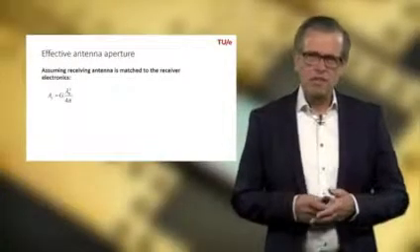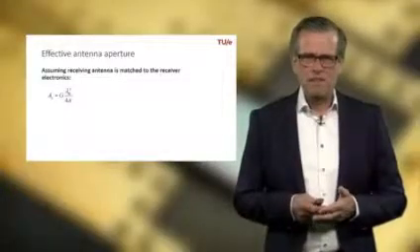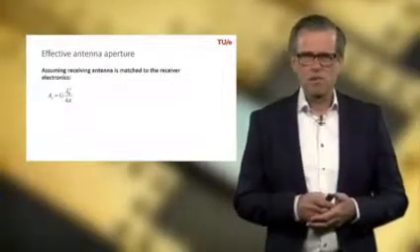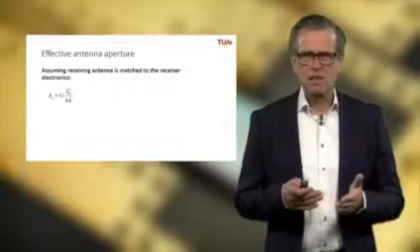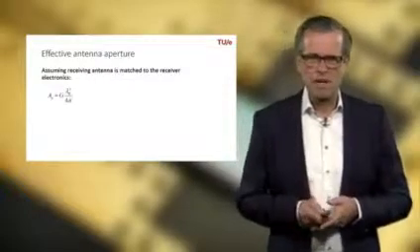Now, there's a relation between the effective antenna aperture and the gain, and we will derive it later on in one of the web lectures. The effective aperture is given by this expression: it's the gain times lambda naught squared divided by 4 pi.